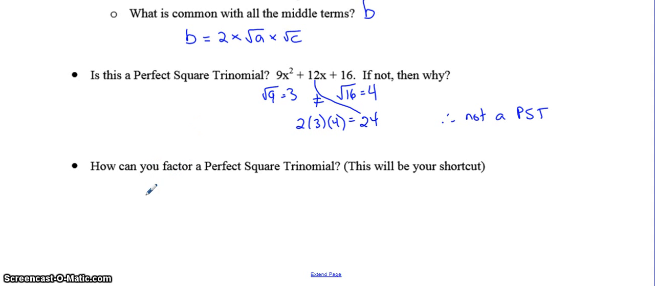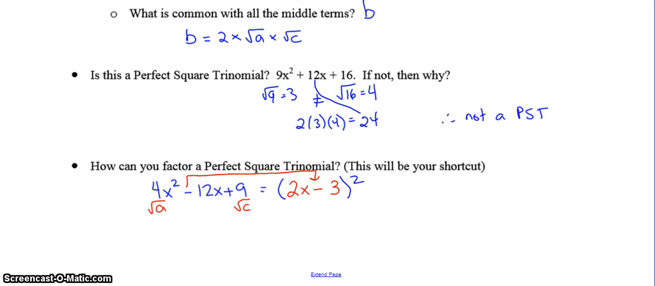So then to factor a perfect square trinomial, for example, if you had 4x squared minus 12x plus 9, this is a perfect square trinomial, so to factor it, you take the square root of the first term, and that goes here, and you take the square root of the last term, and that goes here, and whatever sign this is goes here, and then it's squared on the outside.